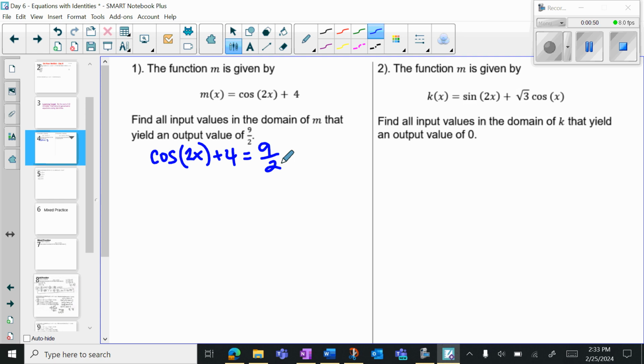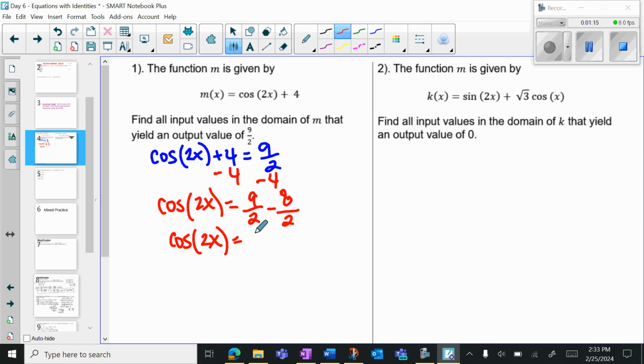So I'm going to act like it's a normal equation. I'm going to subtract the 4 over. So I have cosine of 2x is equal to 9/2, and then I'm going to switch 4 into a fraction with a denominator of 2, which would be 8/2. So then 9/2 minus 8/2 is just 1/2. So I have cosine of 2x is equal to 1/2. Now let's say a is equal to 2x. So I'm going to replace 2x with a in here. So I have cosine of a is equal to 1/2.